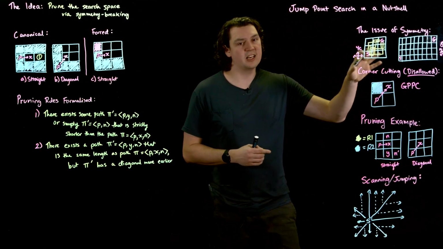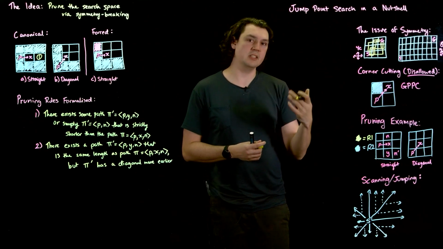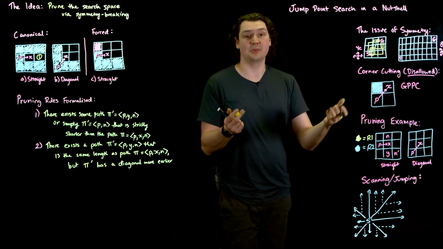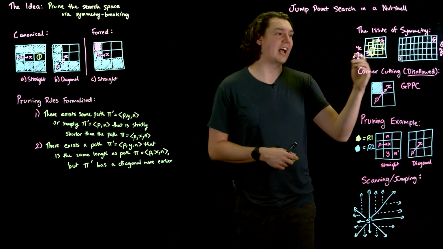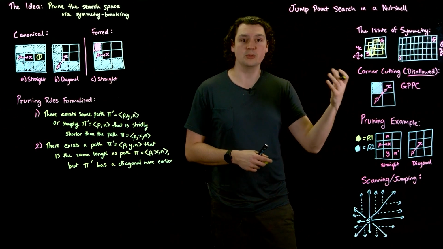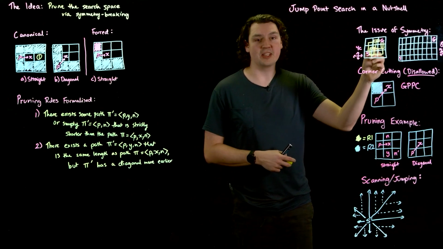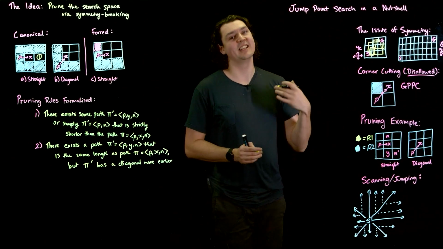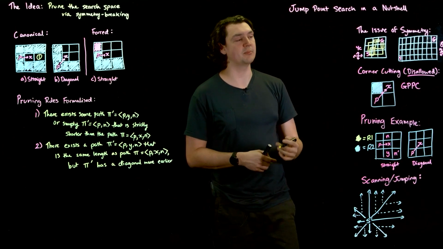But we just have this inherent issue in that grids are so symmetric that there are so many versions of the optimal path. This isn't a 3x3 grid. That is tiny. The issue of symmetry is a massive problem.